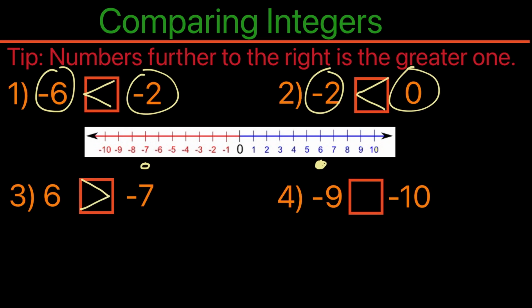For the fourth example, we have -9 and -10. -9 would be right here, and -10 would be right over here. Since -9 is further to the right, -9 would be the greater of the two. And so we will place a greater than.